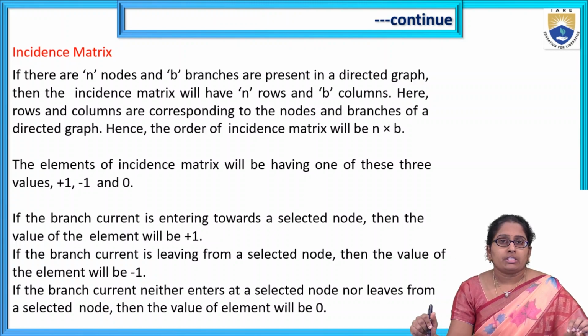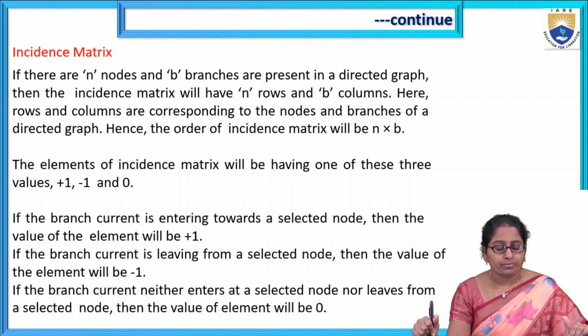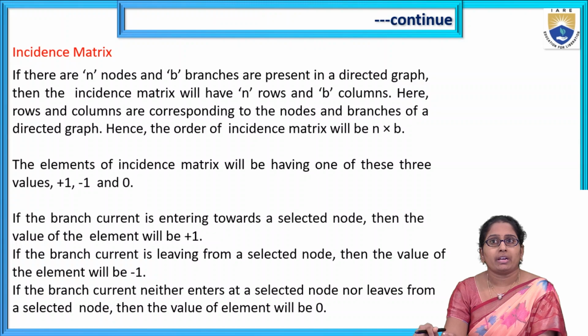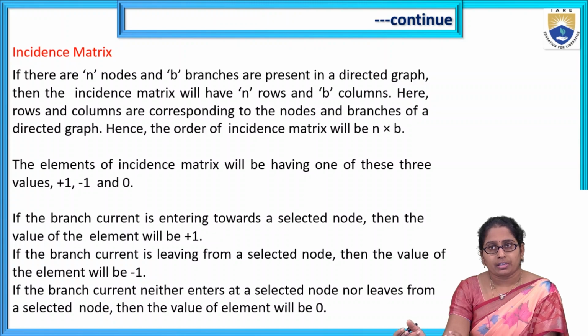Now, let us see clearly what this incidence matrix is and how it is formed. If there are n number of nodes and b number of branches present in a directed graph, then the incidence matrix will have n number of rows and b number of columns: n rows and b columns.